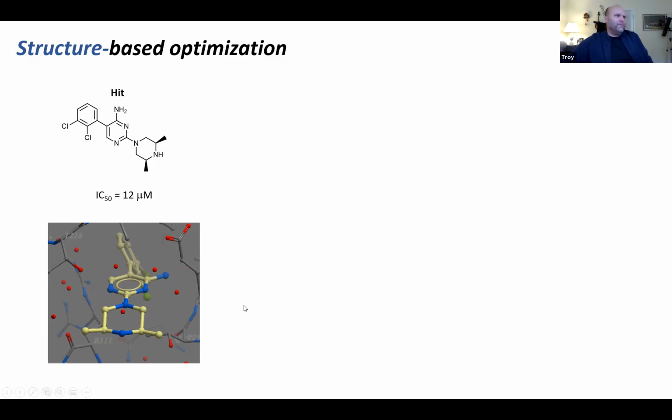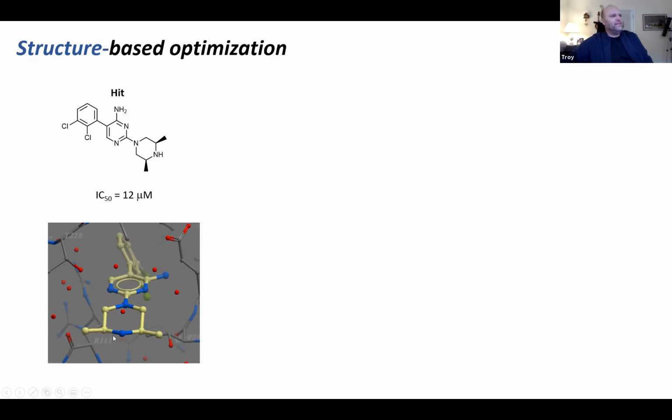So here's an example of one of these hit series where we were able to quickly use structure-based design to go from a quite non-potent hit at 12 micromolar. We were able to obtain, like I say, a lot of structures during the process very quickly. So we were able to make decisions based on structure-based decision-making.